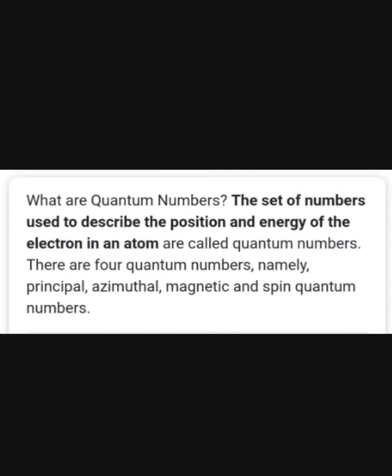So, the set of numbers used if you want to describe the position and energy of the electron in an atom, we use the quantum numbers. And you can see we have the principal quantum number, the azimuthal, the magnetic, and the spin quantum number.